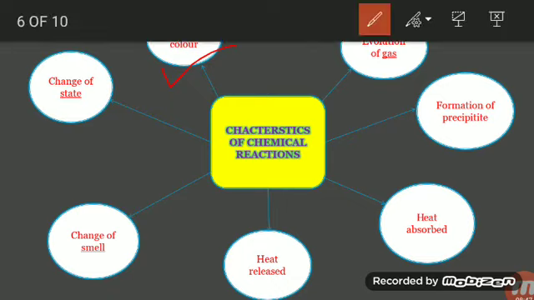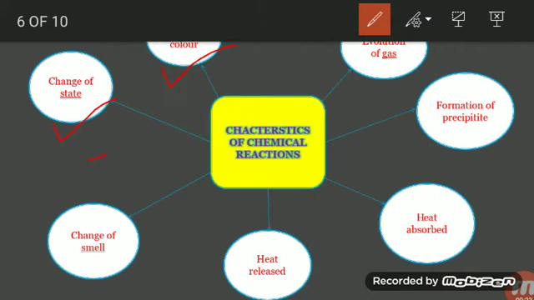Now, second is change of state. Change of state also happens in many chemical reactions. One of the most suitable examples is hydrogen plus oxygen, which becomes water. So H2 plus O2 becomes H2O. I'm going to erase it because it is occupying a lot of space.